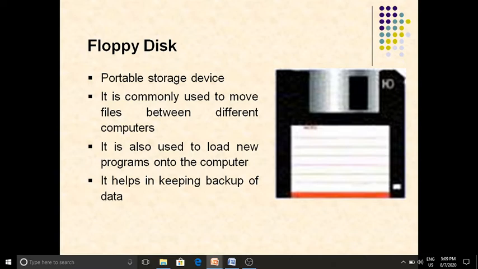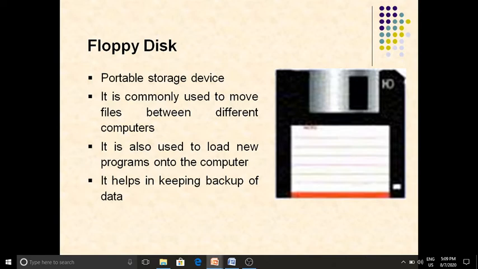So what is a floppy disk? It is a portable storage device. Portable means you can take it anywhere. It is commonly used to move files between different computers. It is also used to load new programs onto the computer.